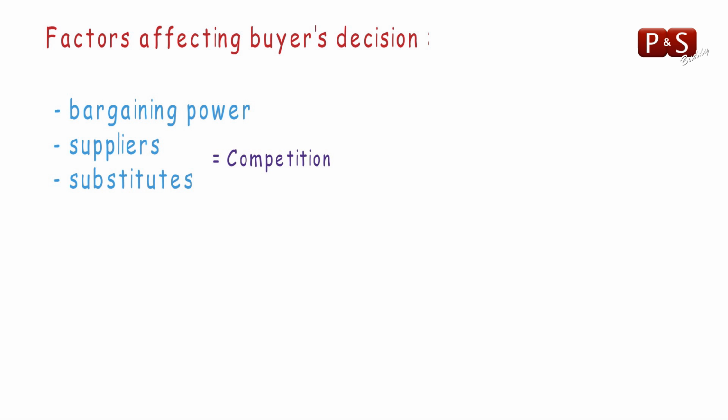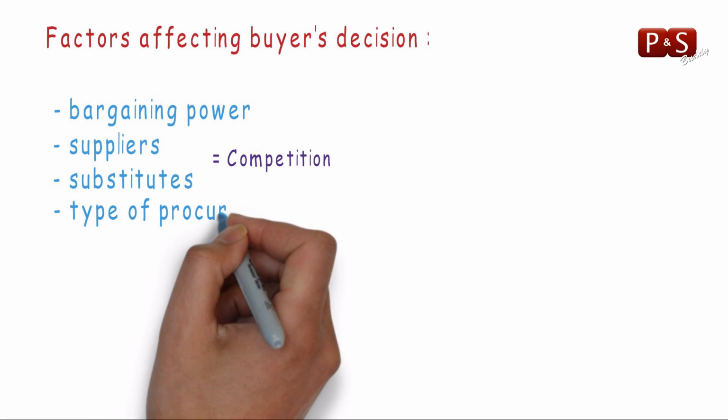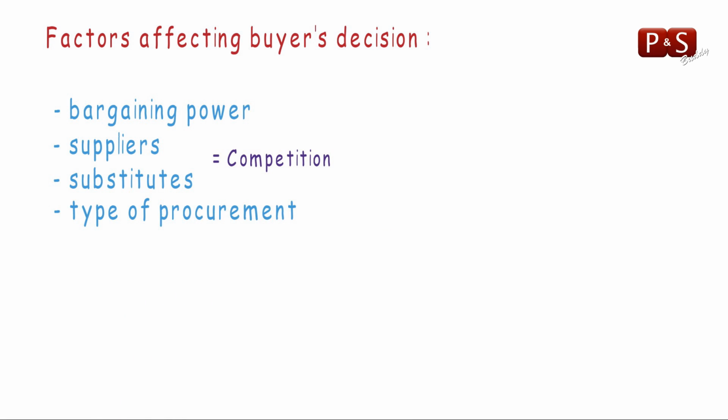Fourth one, type of the procurement. That is, if it is a critical procurement, then the concern will be to secure supply. If it is non-critical procurement, then the objective will be to obtain best price. The fifth factor, price paid by the competitors. Buyers always want to purchase at a better price than its competitors. But this is a factor only if this information is available. We know this information is not easily available in most of the cases.